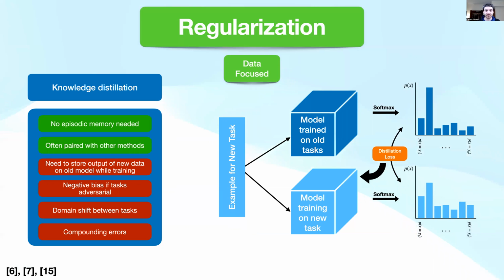We do this by sending an example for our new task into the old model, seeing what its output distribution is, and then comparing that to the output distribution when we send that same example into our new model. Now, this is nice because like the other regularization method, there's no memory needed, and it's often used with other methods like iCaRL, which is a rehearsal method.